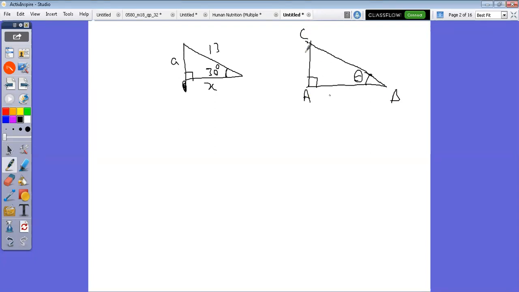Which is the longest side if you are looking at this? Shaman, which is the longest side? B? BC, that's the hypotenuse. So we call that the hypotenuse. That's the longest side.